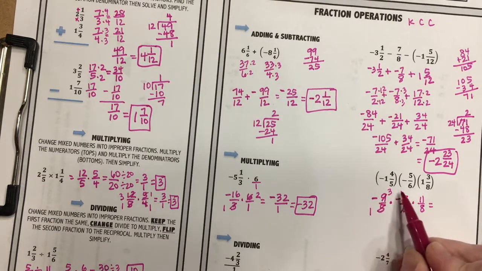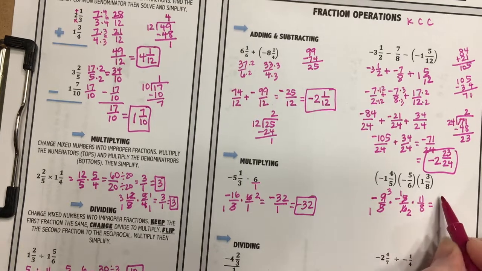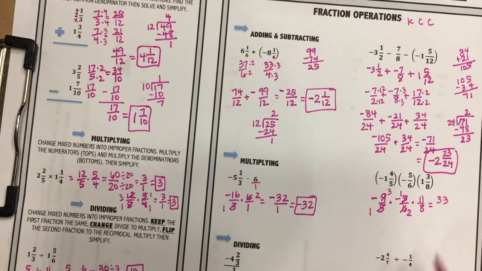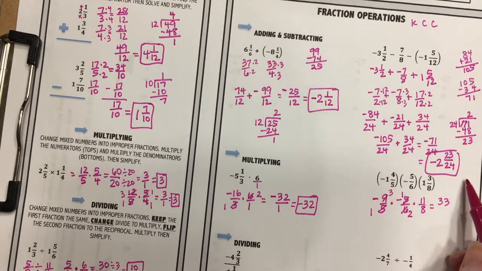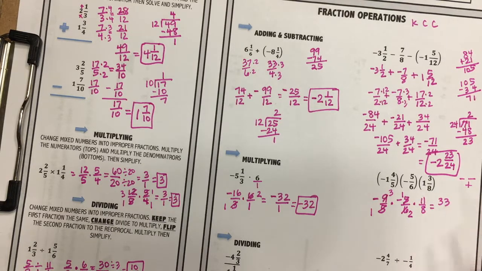So a negative 3 times a negative 1 is positive 3. Positive 3 times 11 is positive 33. Okay, so you can just double check. A negative times a negative is positive. Remember your guy, negative times a negative is positive. And then positive times positive is positive. On bottom, 1 times 2 is 2, times 8 is 16.